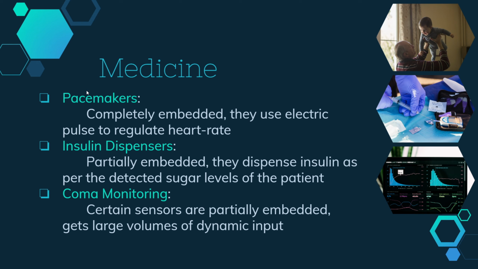Coma monitoring. Coma patients are particularly vulnerable as they are not able to express their needs. Monitoring is especially important for them. So certain sensors of these monitoring systems are partially embedded into the patient, and these sensors gain large volumes of dynamic input, which are processed by IoM devices. And let us go on to our next use case.